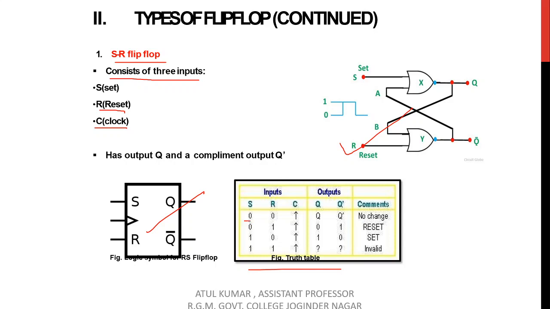For this slide only, when S and R are both 0, there is no change in the output. When S is equal to 0 and R is equal to 1, the output is reset, which means Q is equal to 0. When S is equal to 1 and R is equal to 0, the output value is set, and this is called the set condition of the flip-flop. Similarly, when both the inputs S and R are 1, this is an invalid state. I will show you how this truth table is generated in the next slides.